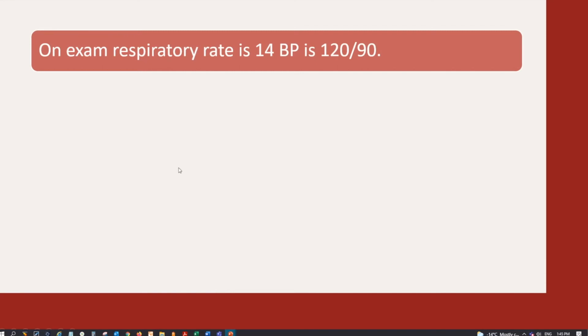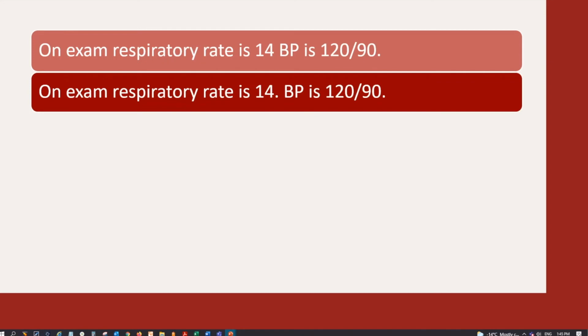Okay, on exam, respiratory rate is 14, BP is 120/90. Okay, so on exam, respiratory rate is 14, period, BP is 120/90. This is one where I will often see a comma, but because they both have the verb is, they're both complete sentences. So we do need to have a period. But if there weren't any other vital signs, they're really closely related. You could put a semicolon there.